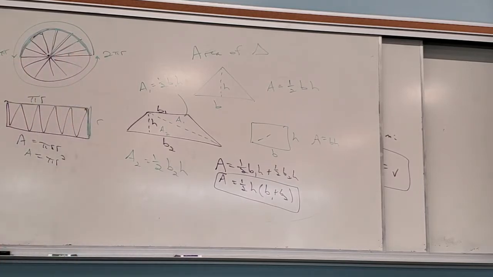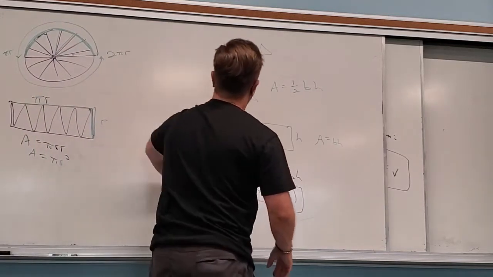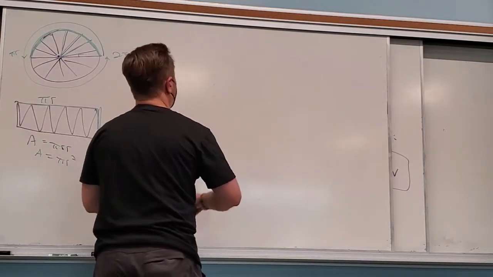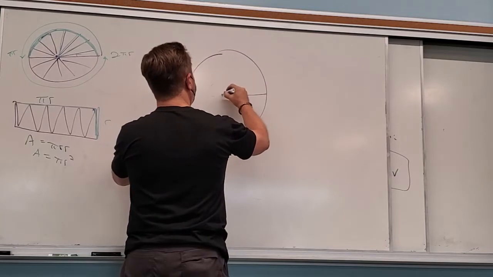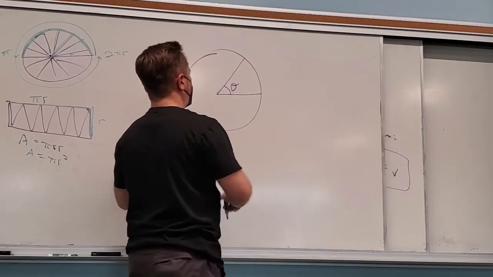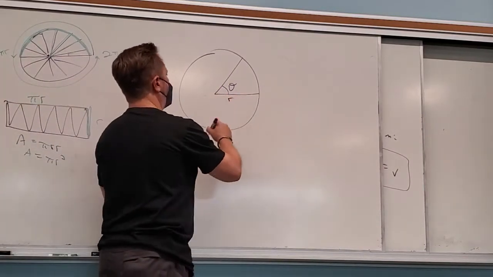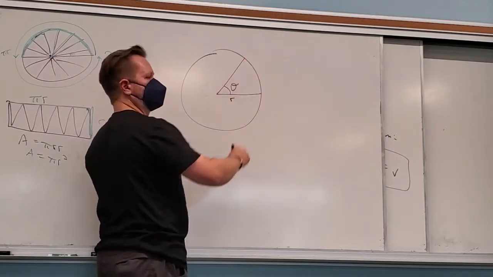So, alright, now we got the area of a circle, pi r squared. So what I really want to know is, if I'm given a circle, what is the area of a slice of the circle? So it's still got a radius of r. I just want to know the area of this slice.